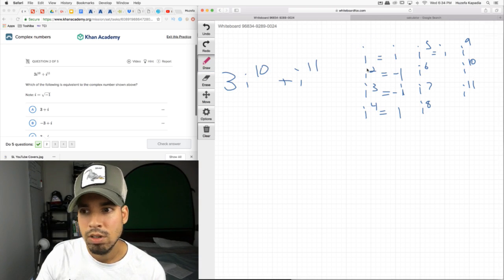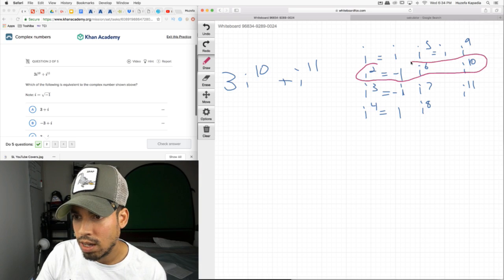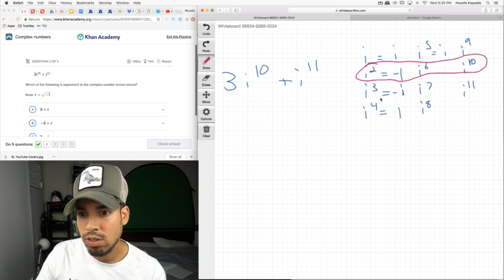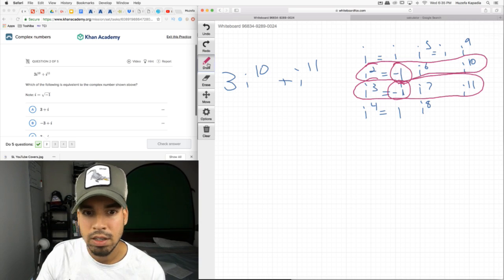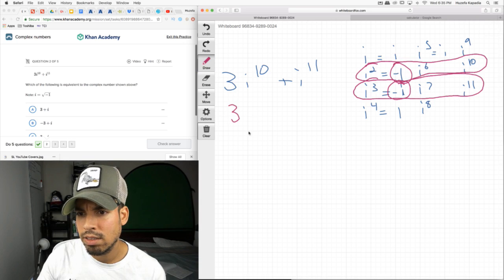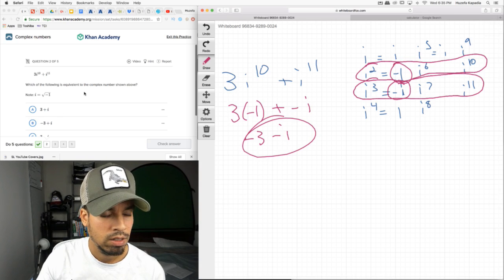So i squared kind of lines up with i to the 10th. And i squared is negative 1. i to the 11th is i cubed, which is negative i. Okay. So then this becomes 3 times, well, i to the 10th is negative 1, plus i to the 11th is negative i. So this becomes negative 3 minus i.